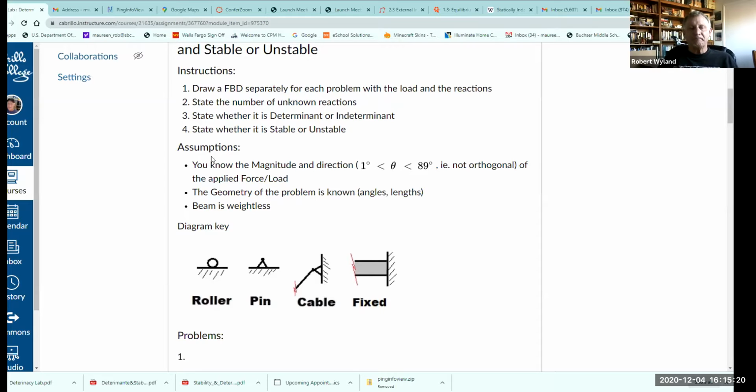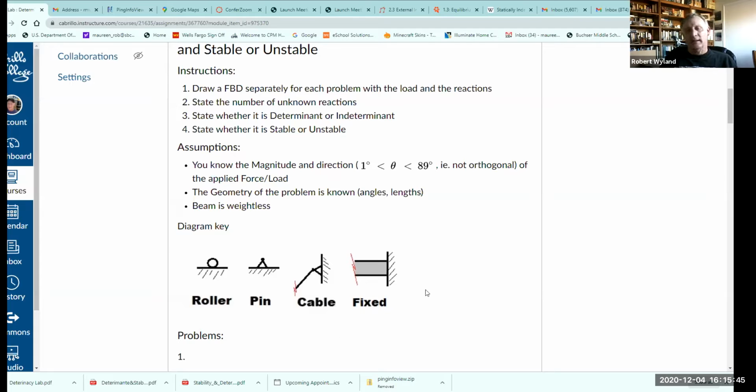And the assumptions are that the load is not orthogonal to the problem. That means it's somewhere between 1 and 89 degrees. It's not 0 or 90. The last one is that we know the geometry of the problem, angles and lengths, whatever. All that stuff is there, and that the beam is weightless, to Jason's point earlier.